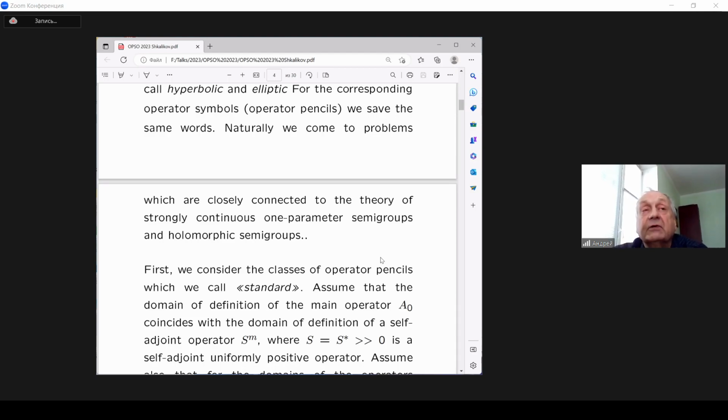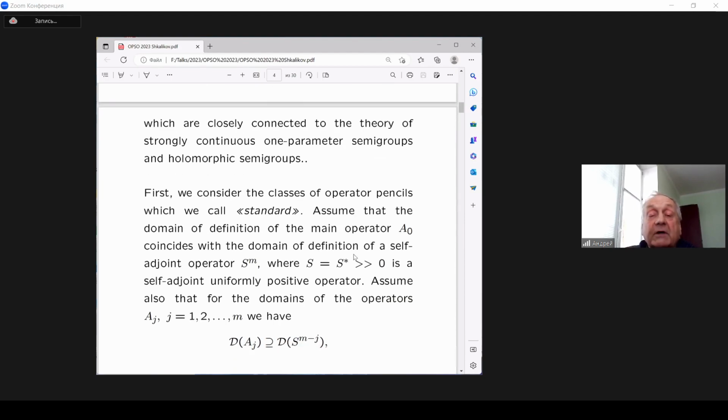main result will be that the divisor actually generates a holomorphic semigroup. So I tried to do my best to be closely connected with the topic of the conference.